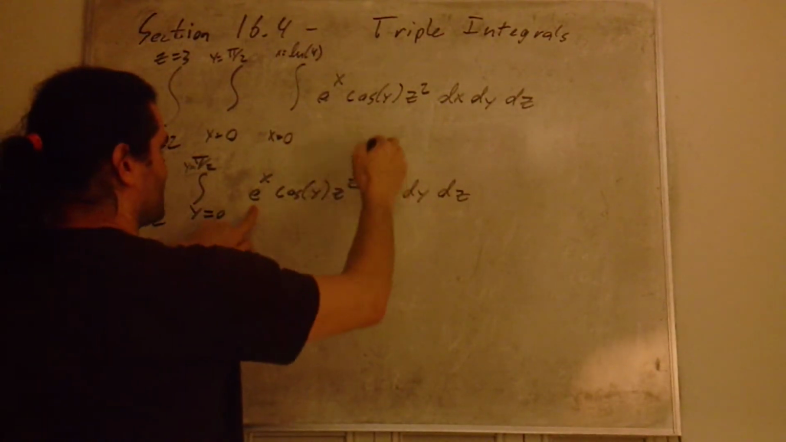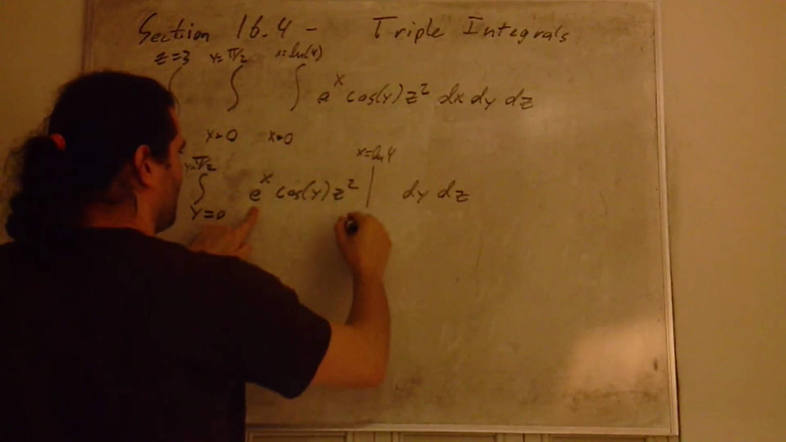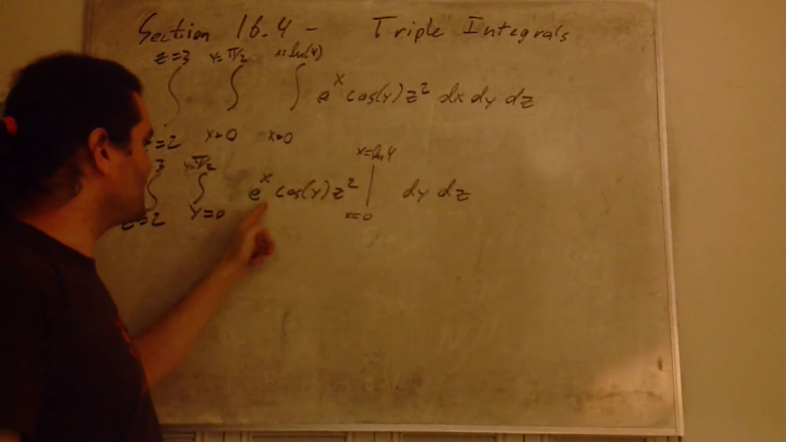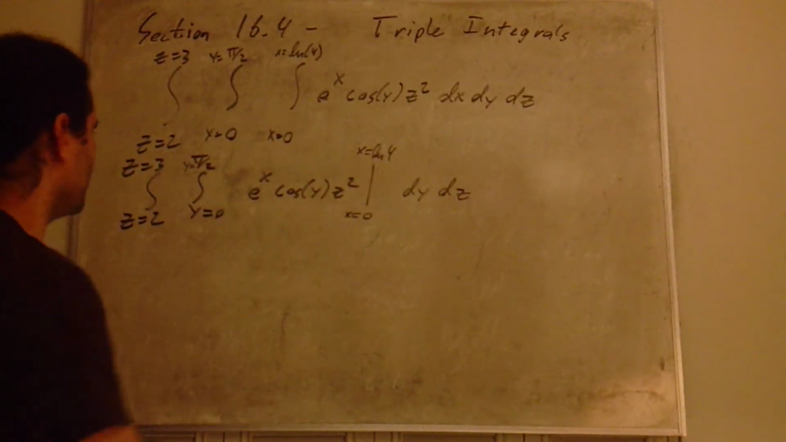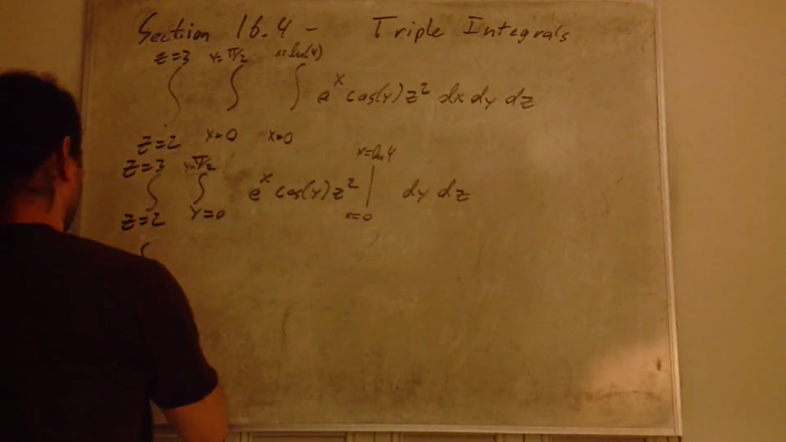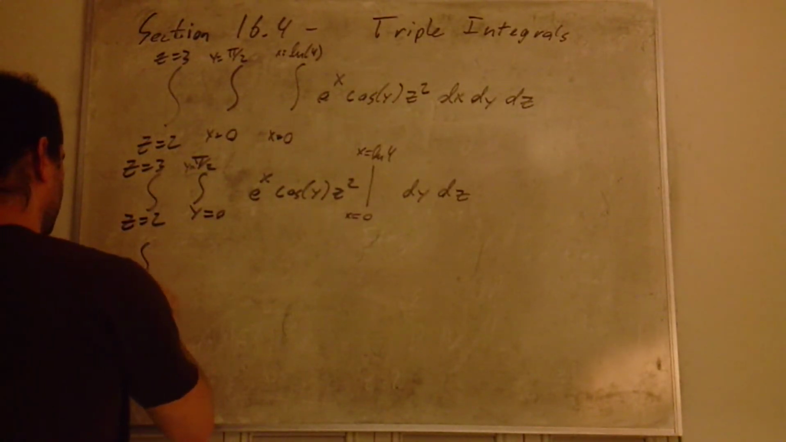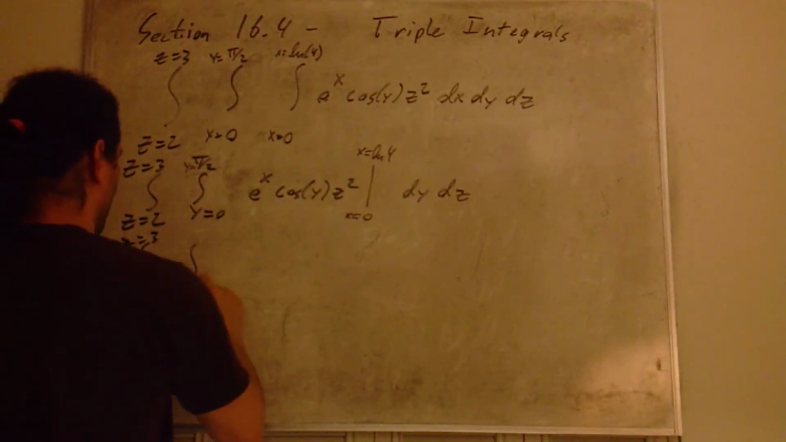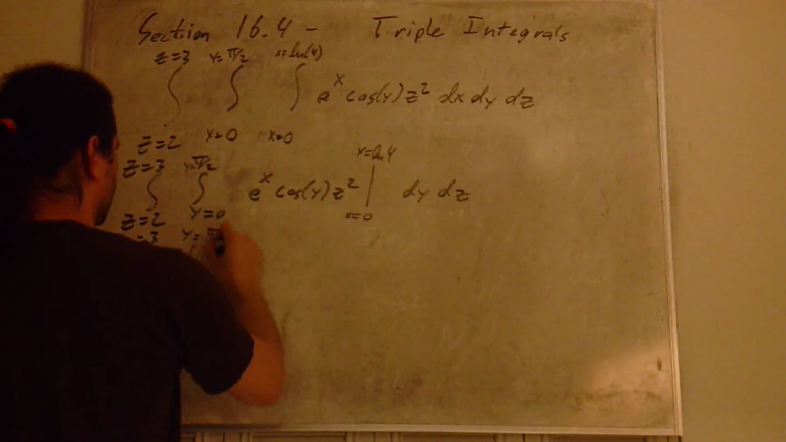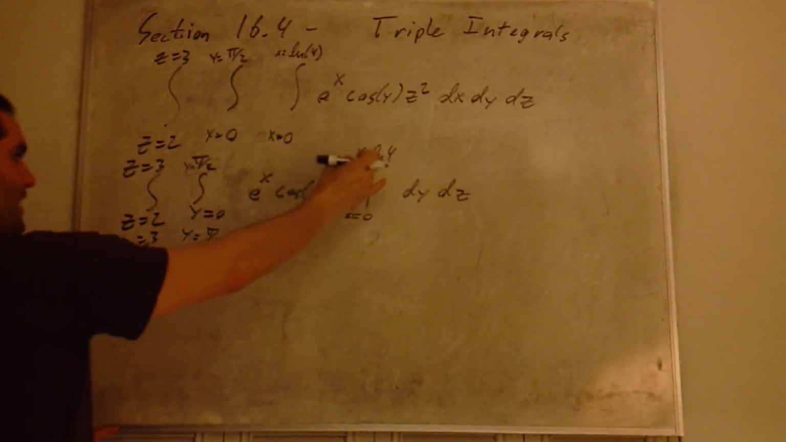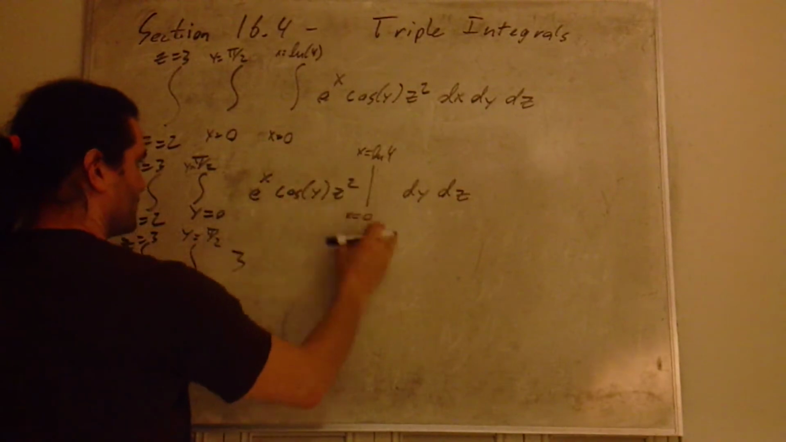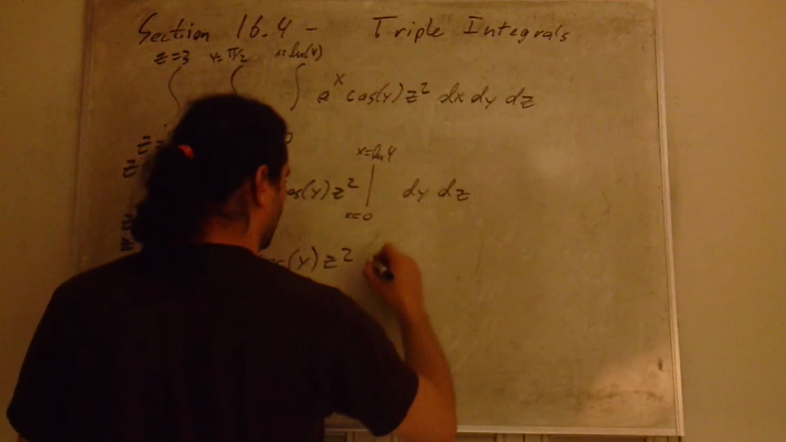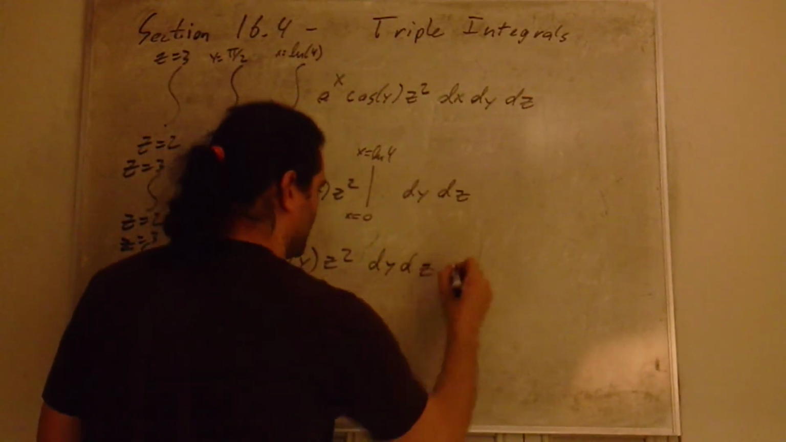E raised to the natural log of 4 is 4. E raised to the 0 is 1. 4 of these things minus 1 of these things is 3 of those things. So z is 2, z is 3, y is 0, y is pi over 2. After you evaluate this, you get 4 of those minus 1 of those is 3 of these. 3 cosine y z squared dy dz.